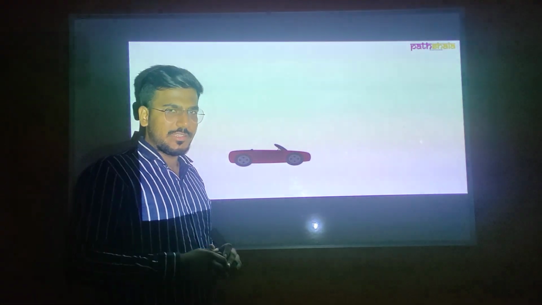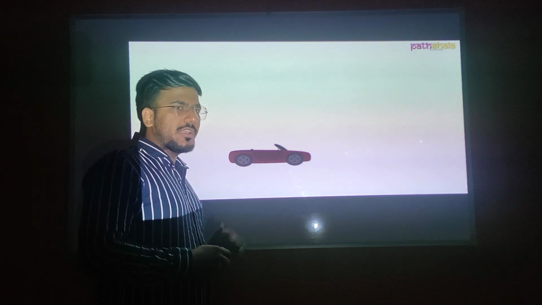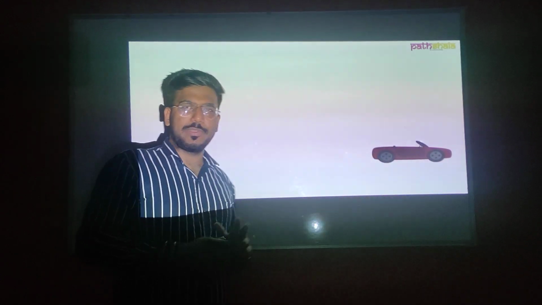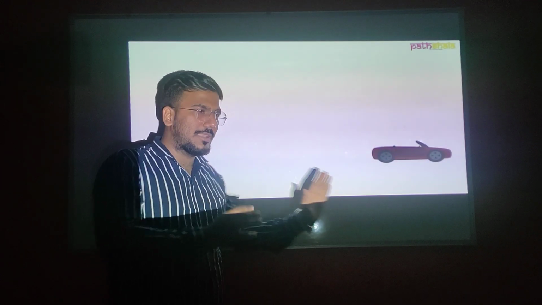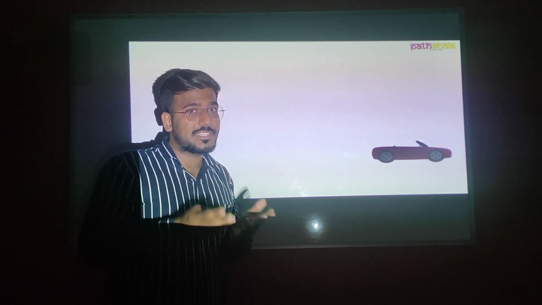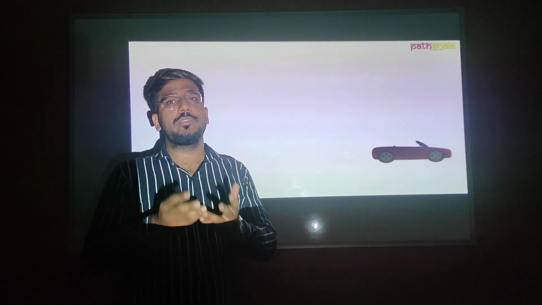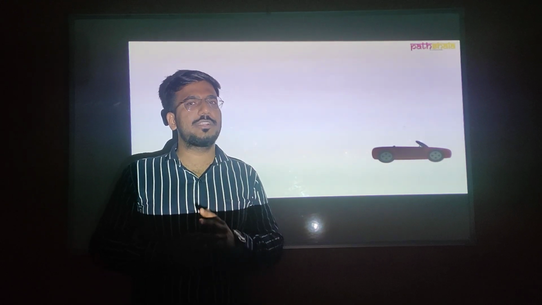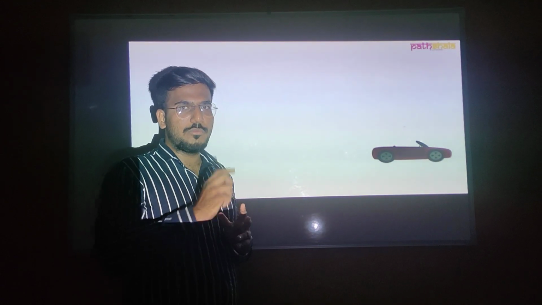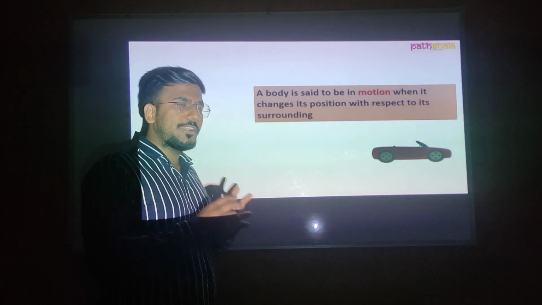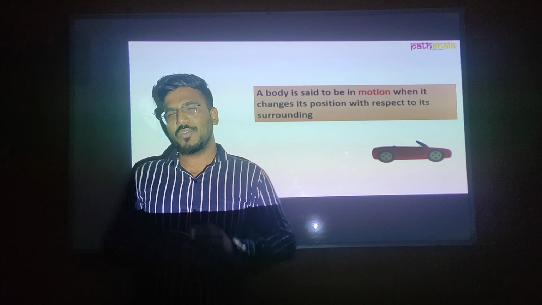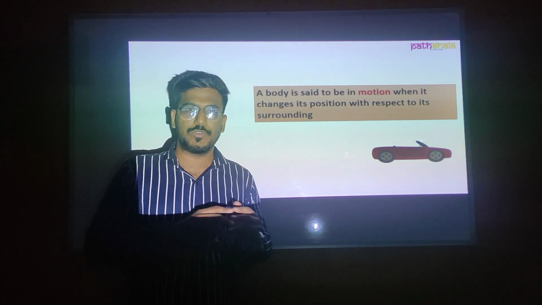Well, let's understand this. Suppose there is a car over here, and if this car moves, it goes from one place to another place. Now since the car moves from one place to another place, the car has changed its position. Now since the car has changed its position, the car is said to be in motion. So here comes the first definition of the chapter, and that is of motion. A body is said to be in motion when it changes its position with respect to its surrounding. That's a very beautiful definition of motion. So this was about motion.